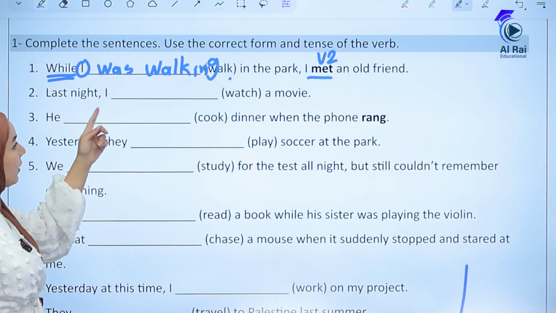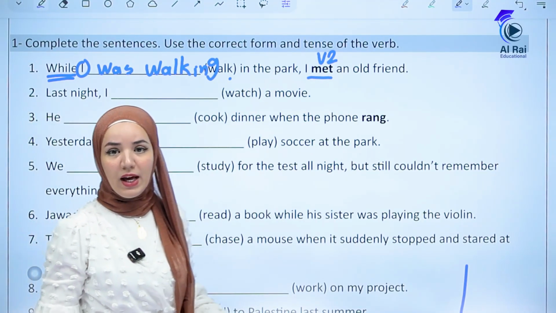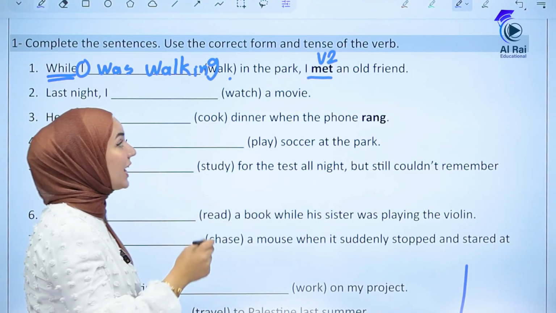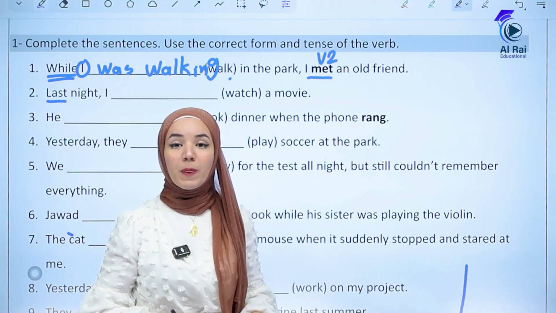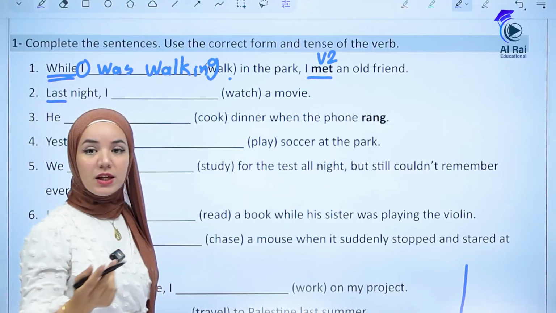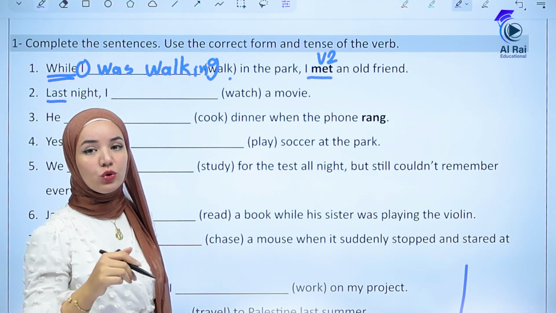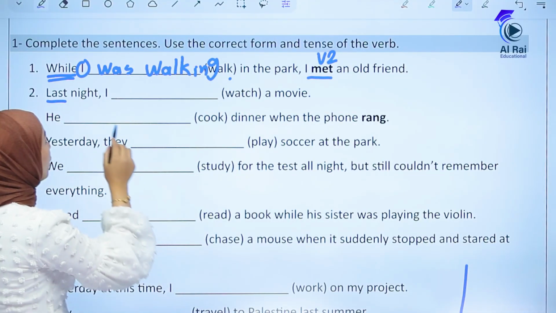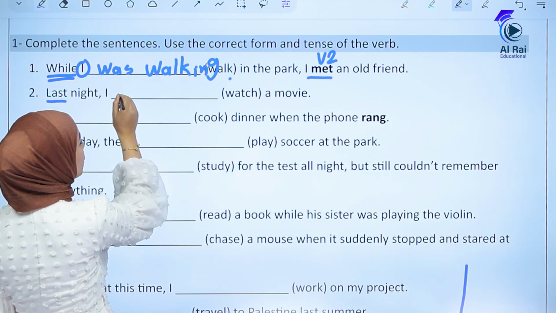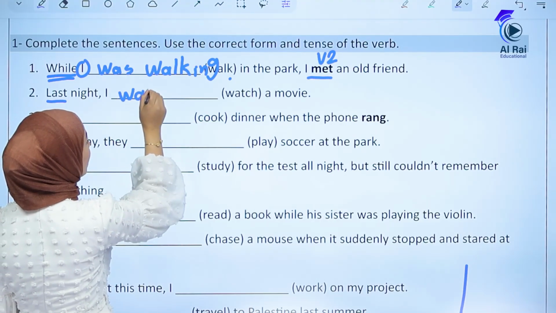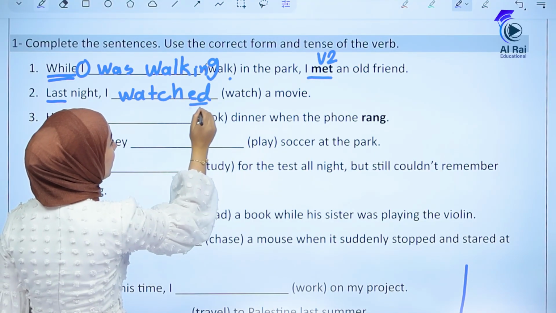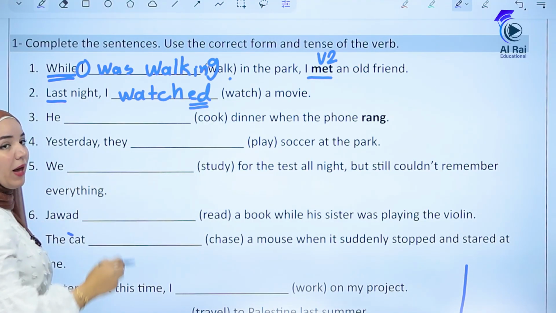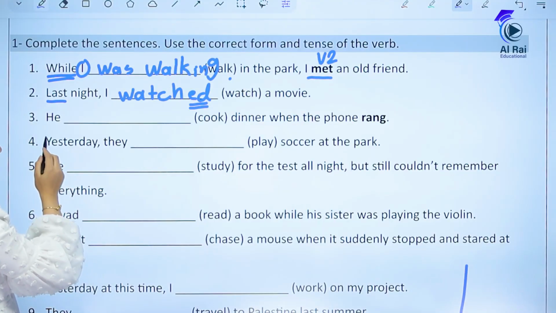Last night I watched a movie. Last night. Last, it is a key word for past simple. So here I need to use verb two. So last night I watched, with ed because it's a regular verb. So here past simple verb.